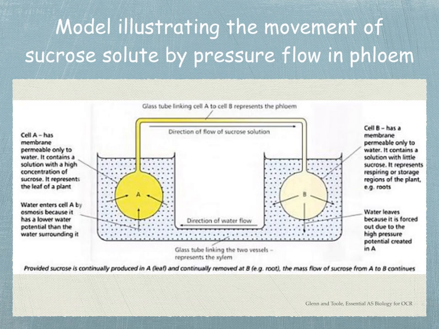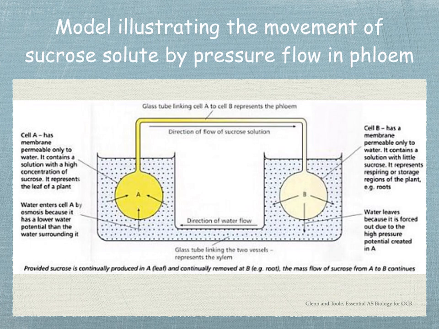Okay, this model here is called an osmometer. So if you look at this model to demonstrate the movement of sucrose solute by pressure flow in phloem, you've got cell A and cell B. Cell A has a membrane that is permeable only to water. It contains a solution with a high concentration of sucrose, so it represents the source of the plant. Remember that at the source, sucrose is loaded into the sieve elements by active transport. So the water potential will be low.